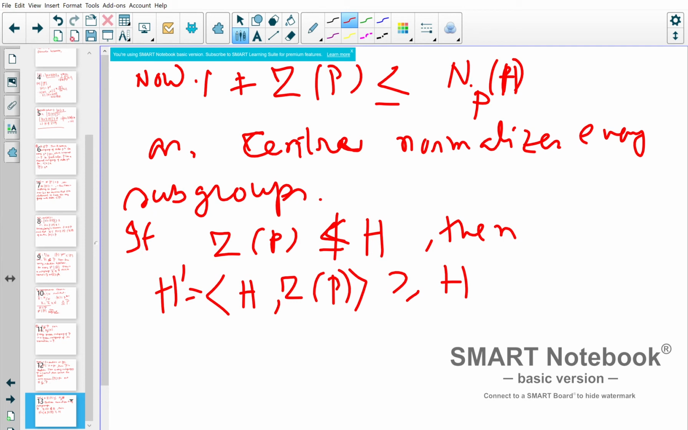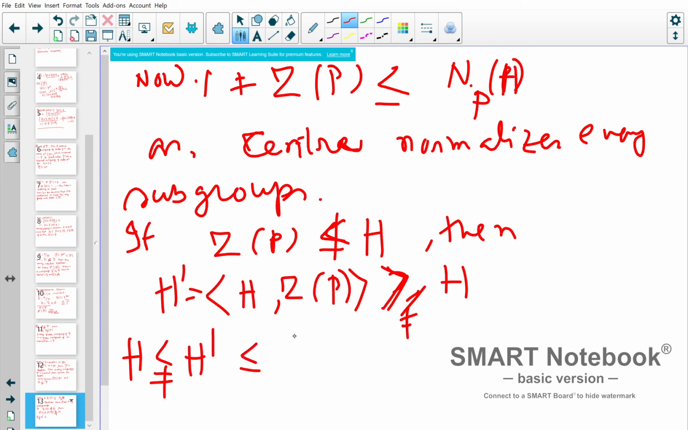So there might be a case that the center is not contained in H, and then H is properly contained in that H prime. And what is H prime? I should say properly, because it is bigger than H, right? So H is sitting properly inside H prime.